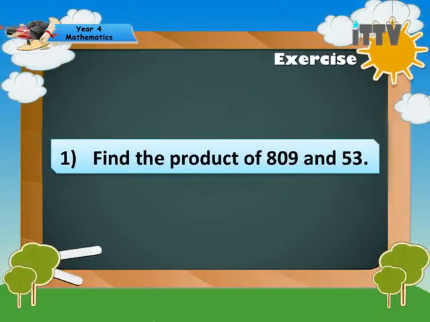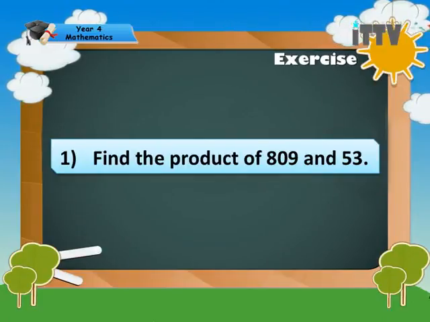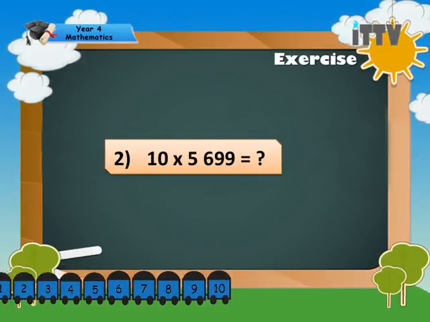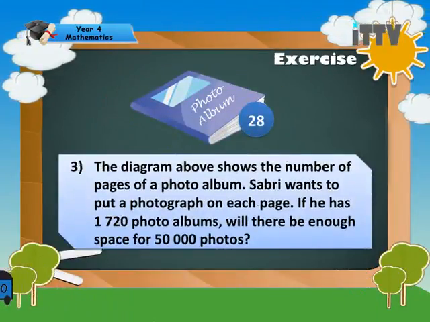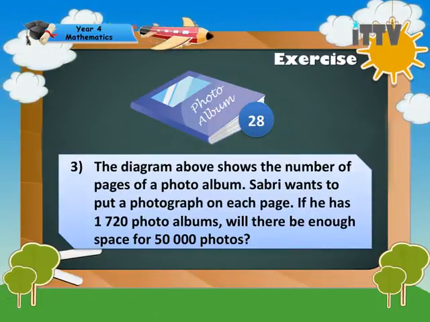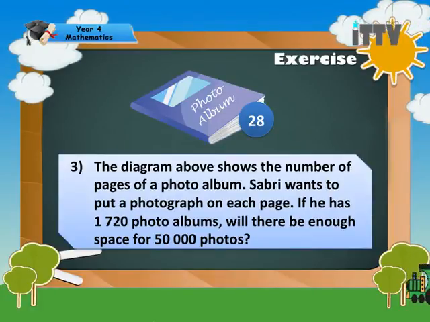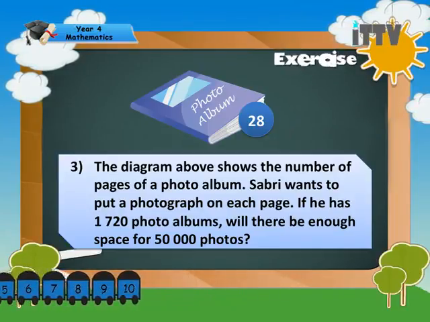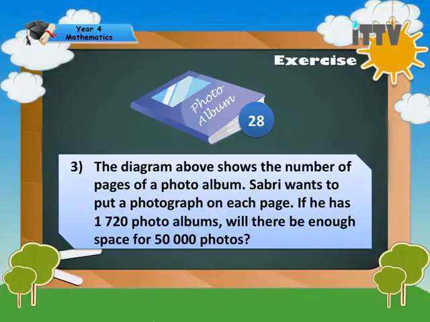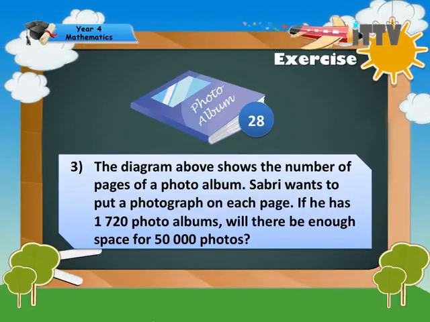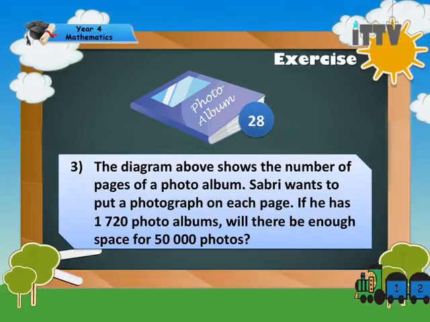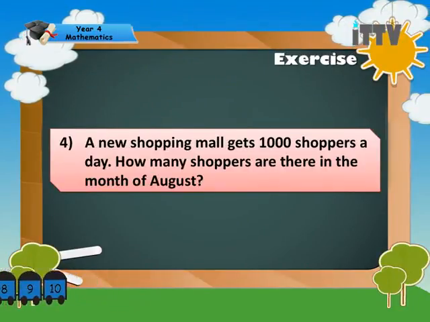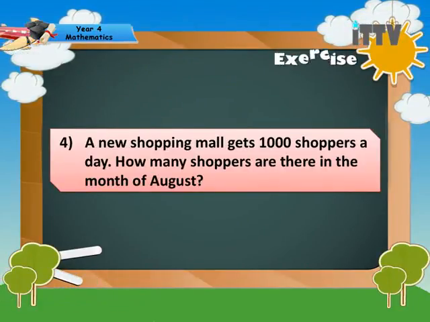Question 1. Find the product of 809 and 53. Second question, 10 times 5,699. The third question, okay, take a look at this diagram. The diagram above shows the number of pages of a photo album. Sabri wants to put a photograph on each page. If he has 1,720 photo albums, will there be enough space for 50,000 photos? And the fourth question, a new shopping mall gets 1,000 shoppers a day. How many shoppers are there in the month of August?